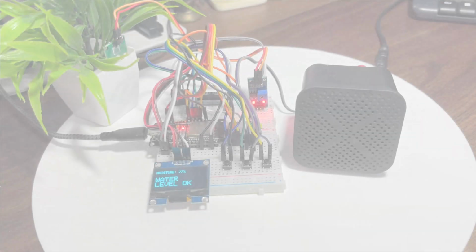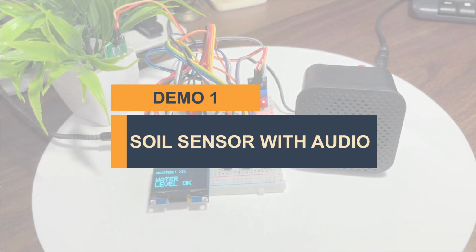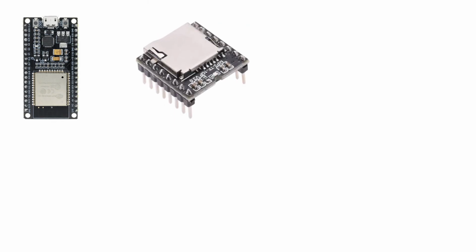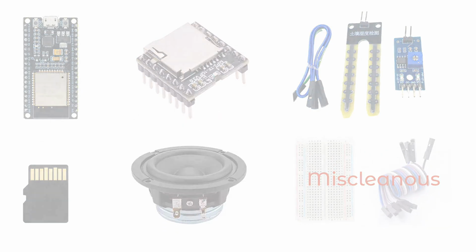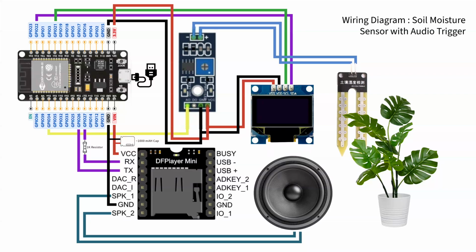Now that we've covered the basics, let's dive into our first example, a soil moisture sensor that triggers an audio alert. For this demo, you'll need an ESP32, a DFPlayer Mini, any soil moisture sensor with an analog output, a microSD card, and a speaker. Follow the wiring diagram to set everything up, and let's get started.